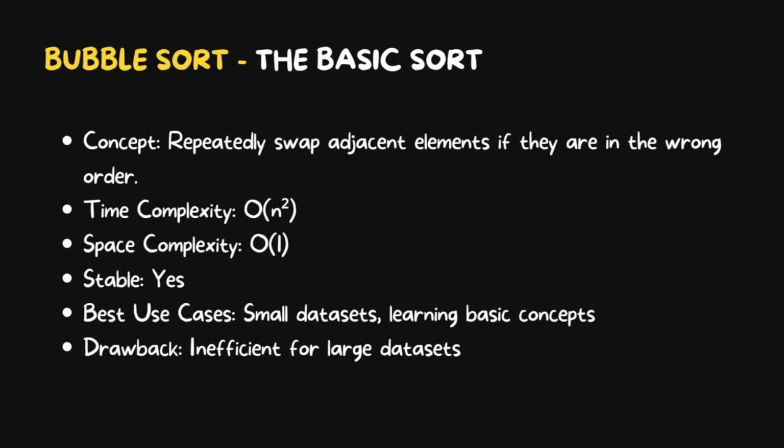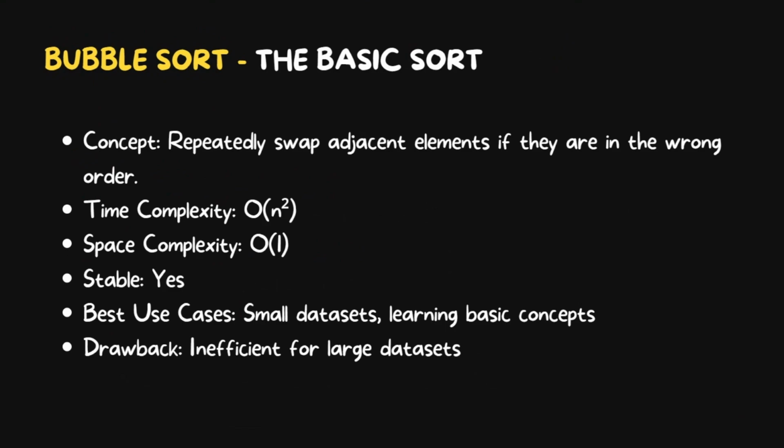Bubble sort, the basic sort. Bubble sort is the simplest sorting algorithm, but also the least efficient. Its concept is very simple. It repeatedly compares and swaps adjacent elements if they are in the wrong order. The time complexity is order of n square. It is very slow for larger datasets.